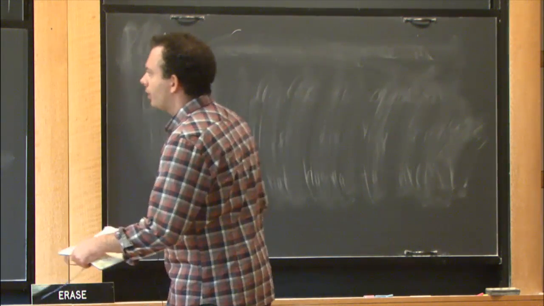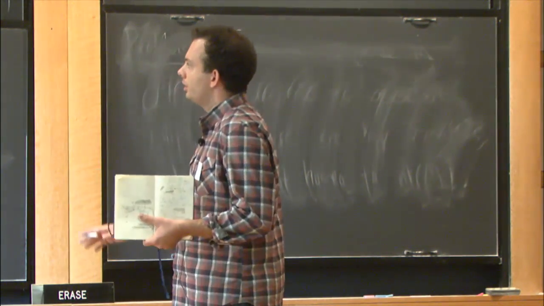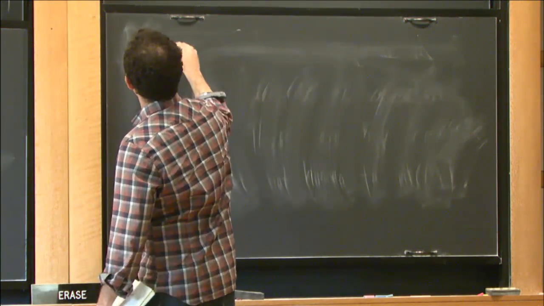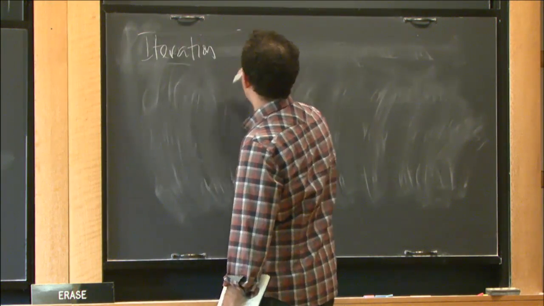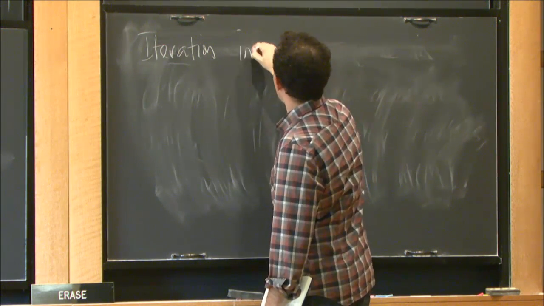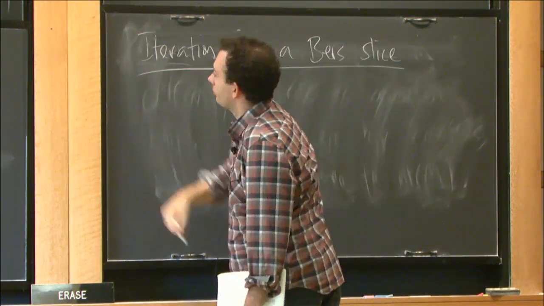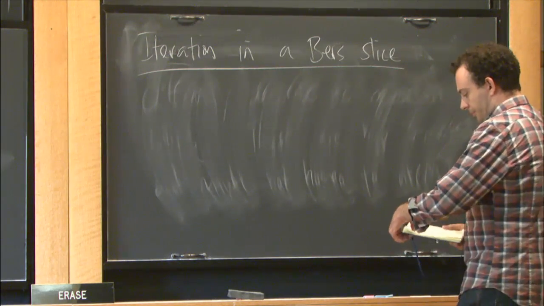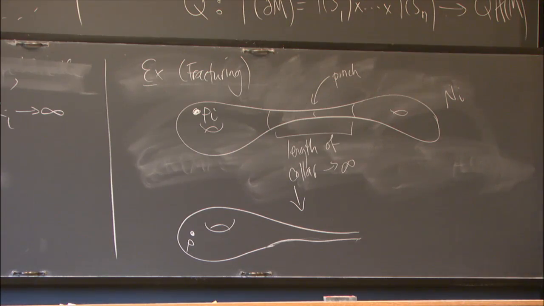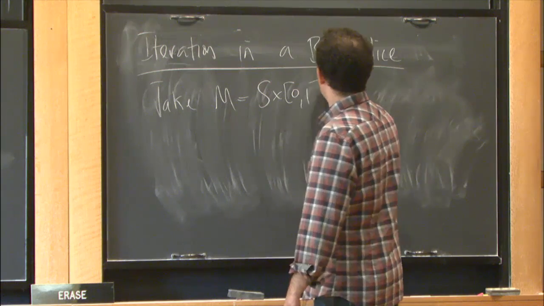Okay, so right, let's get back to 3-manifolds then. Maybe for a first example, I'd like to talk about iteration in a Bers slice. After this we'll do iteration in Schottky space as promised. So we had our compact 3-manifold. Let's set M to be equal to surface cross 0, 1.